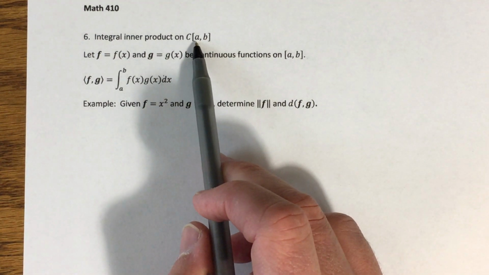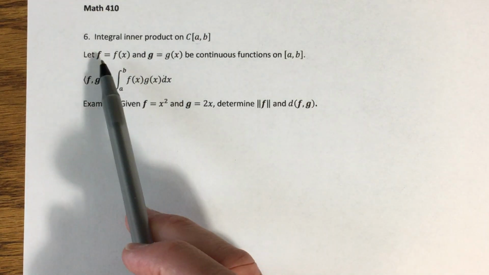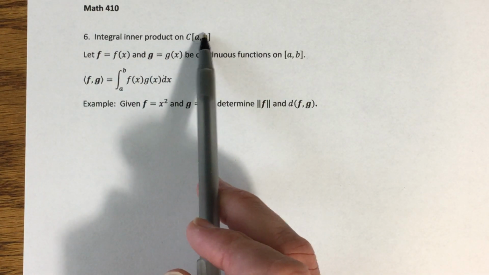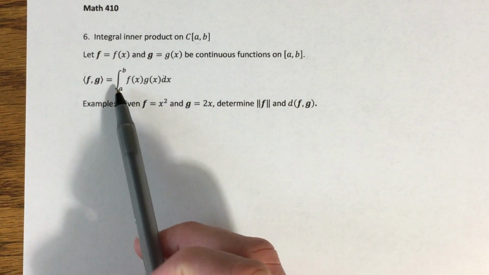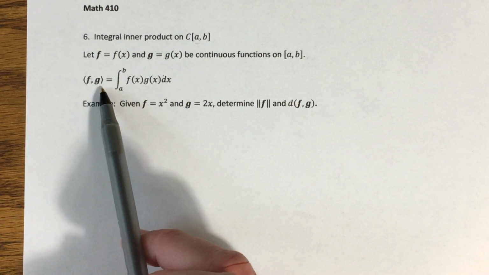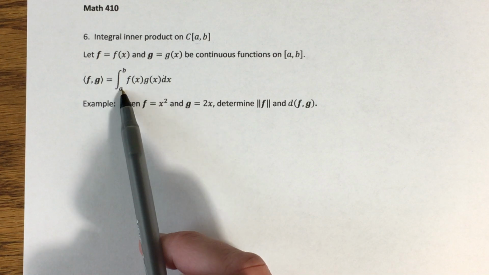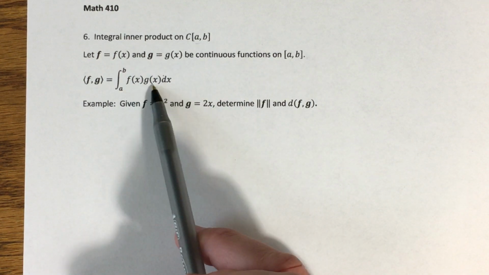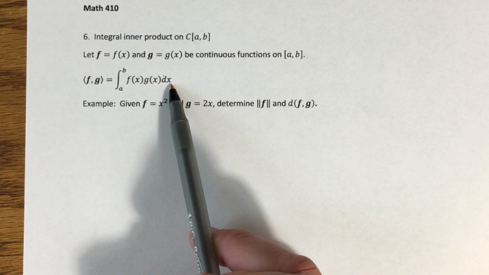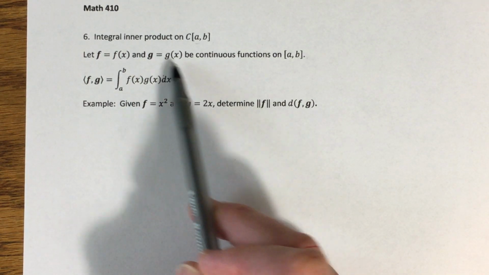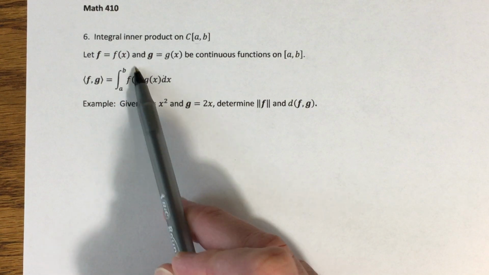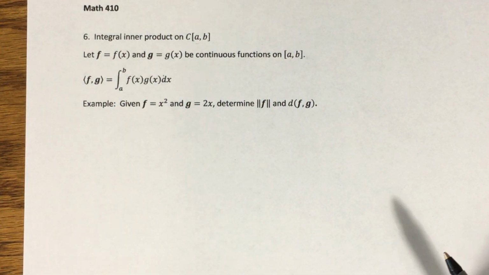So this one, we're looking at an inner product on the space of continuous functions, specifically functions that are continuous on the closed interval [a, b]. So if we have two functions, f and g, that belong to this space, that means they're continuous on that closed interval. We define this as our inner product. It's the integral from a to b of f of x times g of x dx. And that integral we know will be defined because these functions are continuous on the interval that we're integrating over.